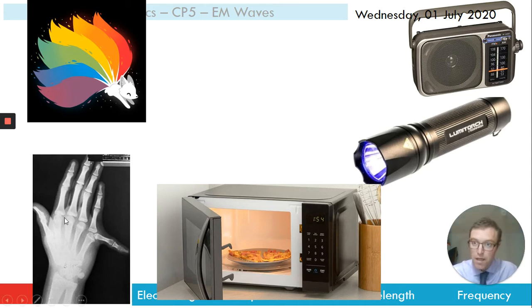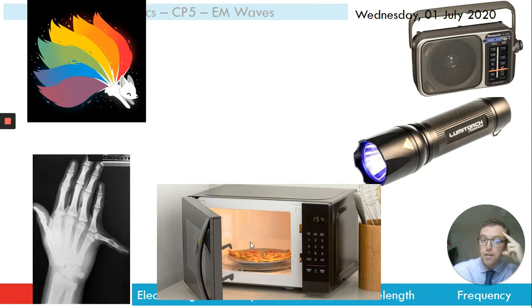How do we get X-ray images? It is by using X-rays. So it's an X-ray image taken using X-rays. Our microwave, down at the bottom here. How do microwaves heat up the food? The clue is in the name. They use something called a microwave.